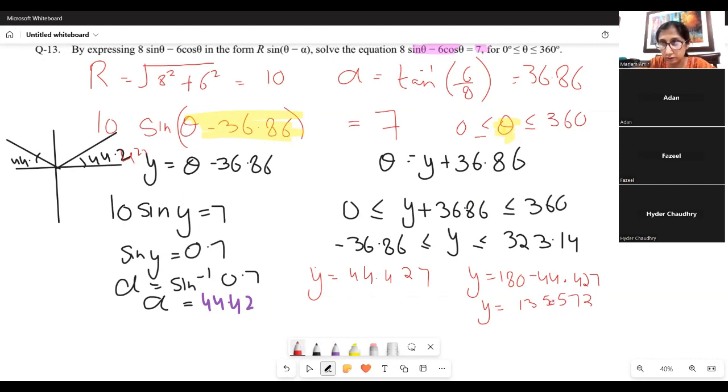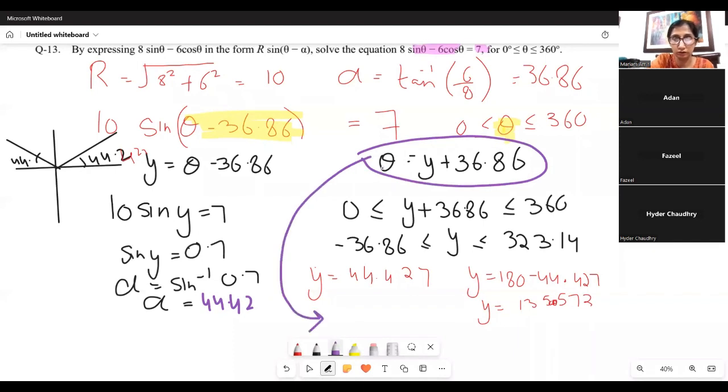Now we're going to get the respective theta values. What is the relationship between theta and y? Theta is y plus 36.86. Let's use this and get theta. I'm adding 135.573 and 36.86 first. That gives me 172.433. And for the other one, it's 44.427 plus 36.86, which is 81.287.